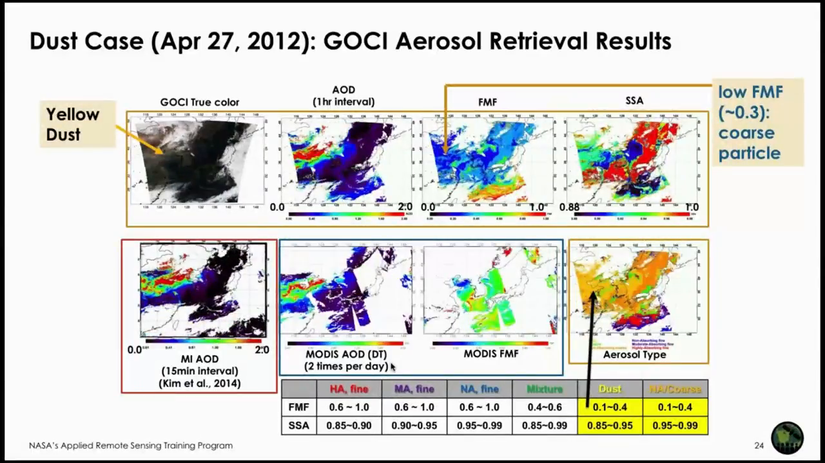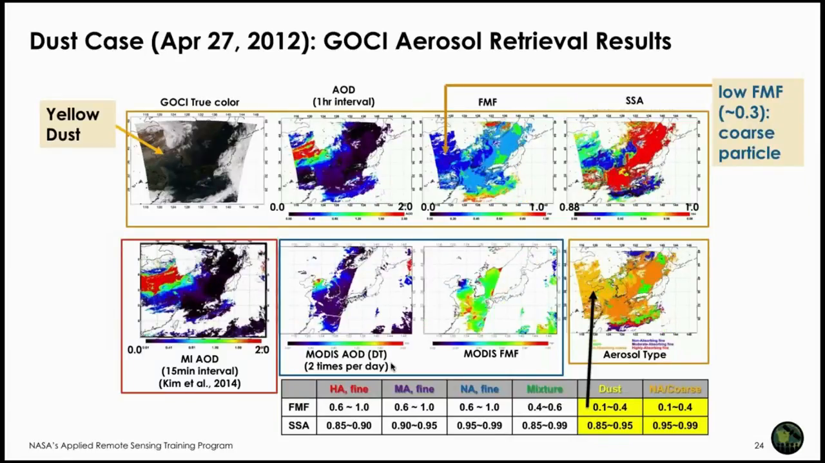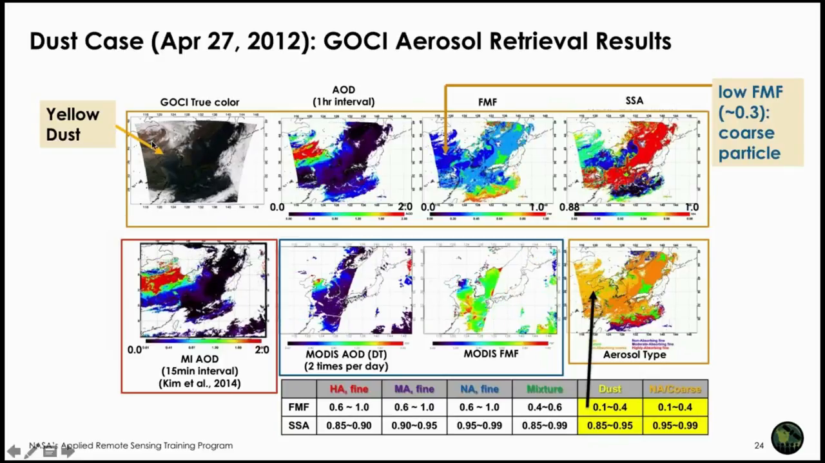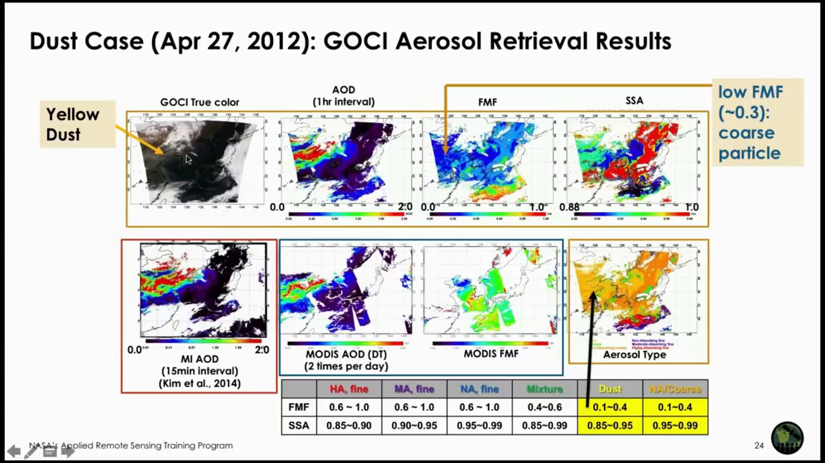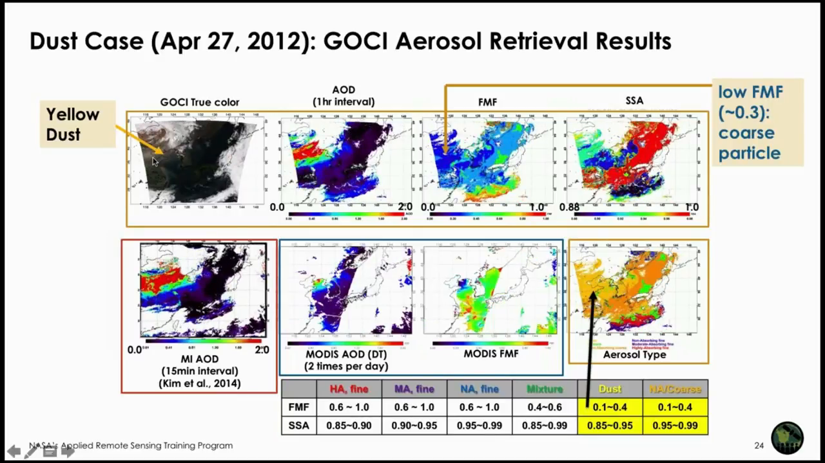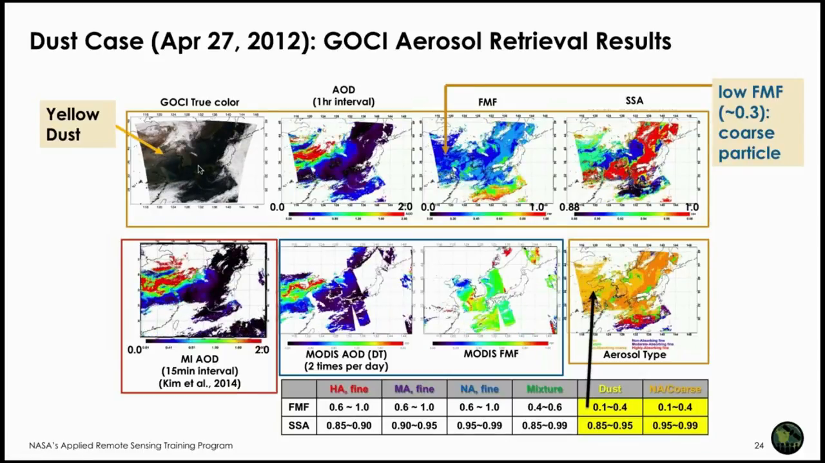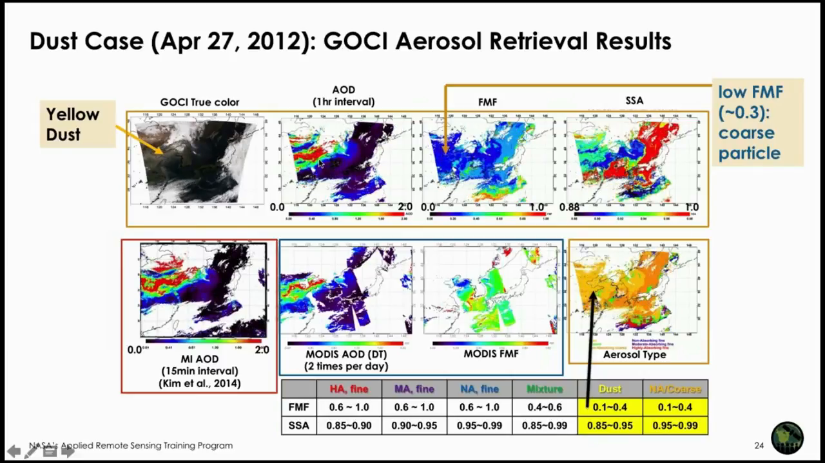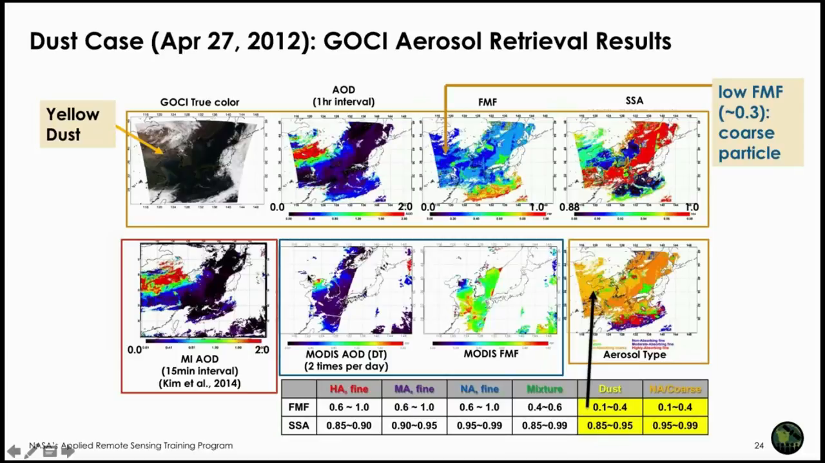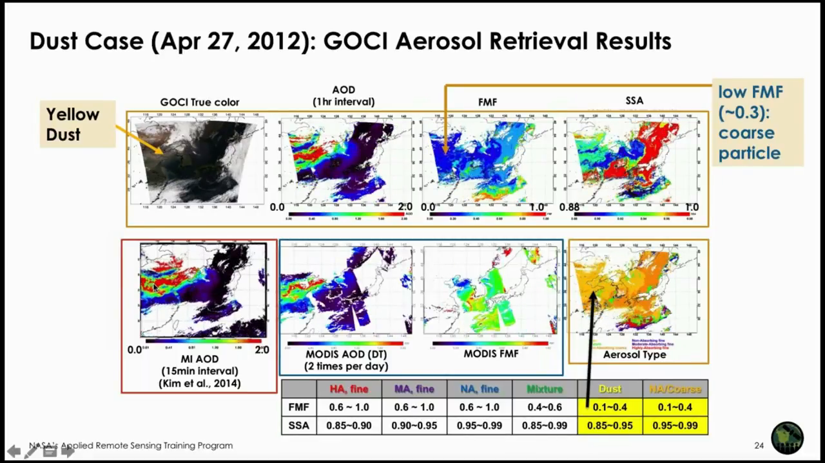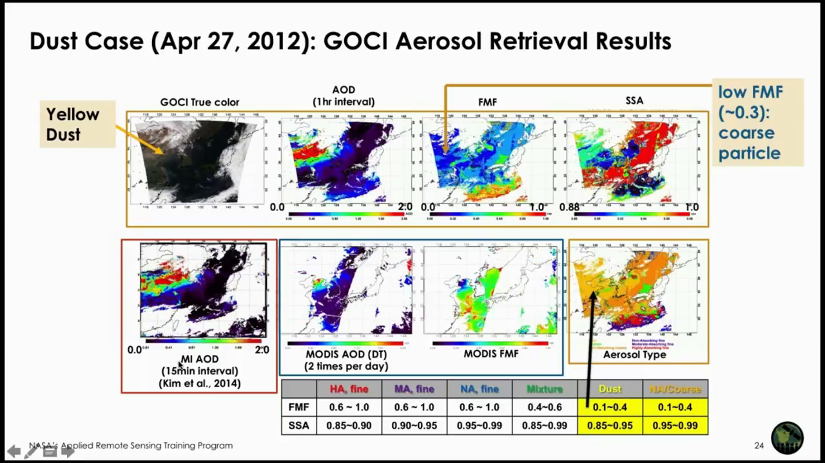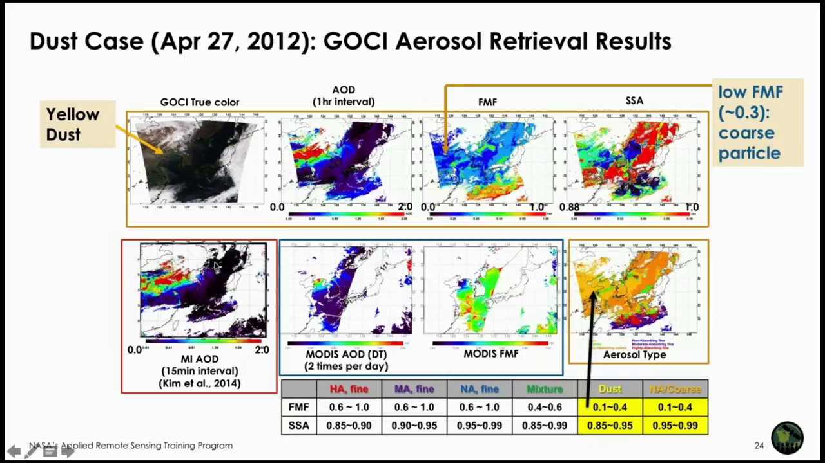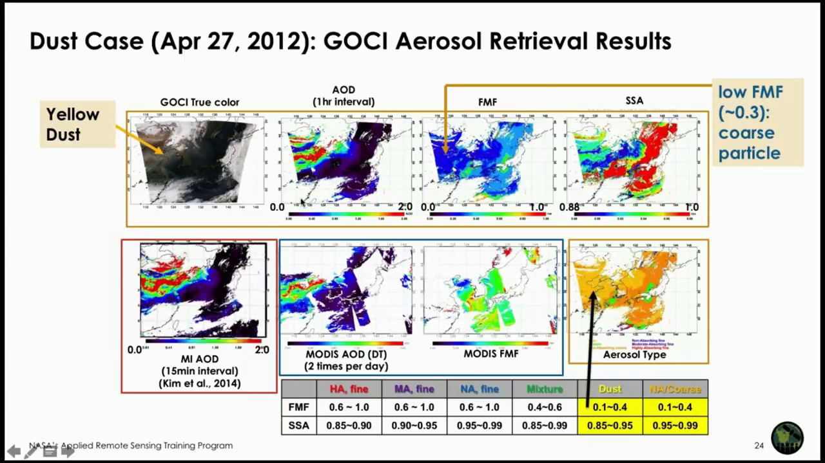This is one example of the GOCI retrieval result. This is the very heavy dust case on April 27th in 2012. In the left upper figure, we can see very thick yellow dust transported from inland China to the Korean Peninsula. We can see this aerosol plume as a yellow color in the RGB image. After the aerosol retrieval algorithm processes, we can get very high AOD, above 2, from GOCI, MI, and MODIS. MI is our previous meteorological sensor having one visible channel, but it has a very high temporal resolution, a 15 minute interval. So we can see a smoother change of aerosol transportation from MI and 1 hour temporal resolution from GOCI.